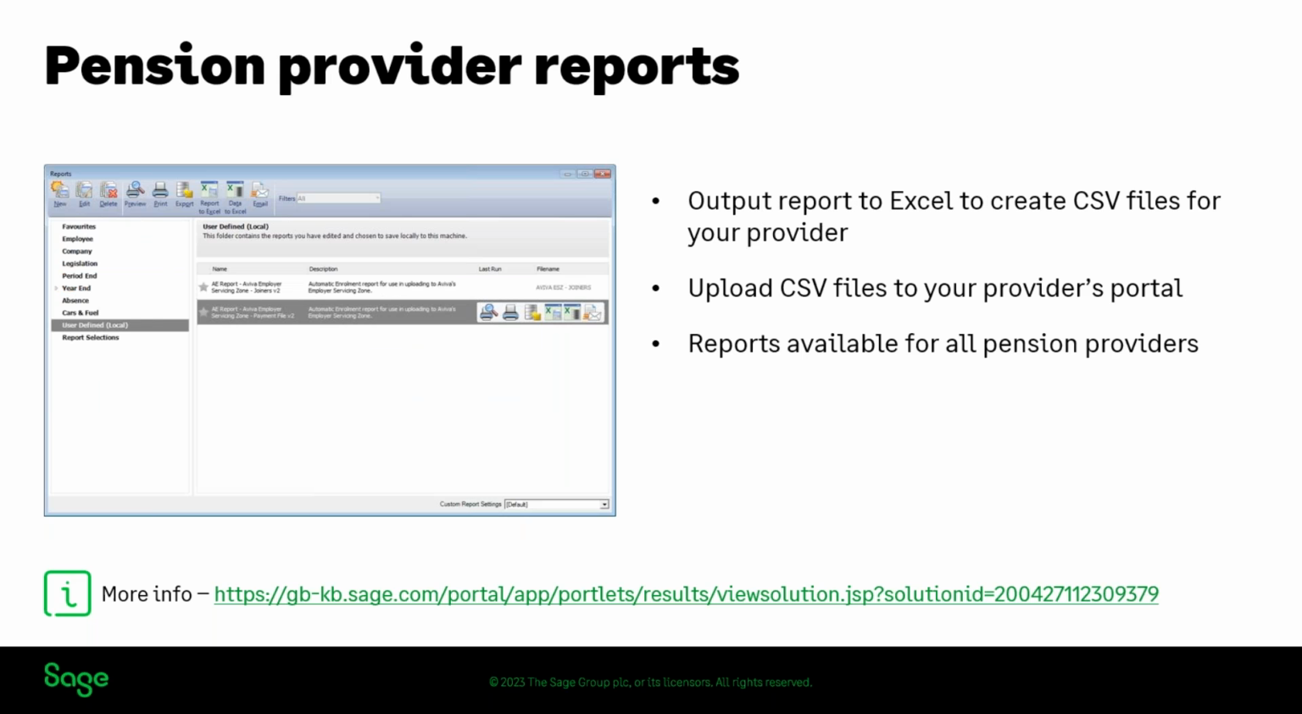So those are some of the big providers. Loads of other pension providers are available. So we have written a set of reports specific to the pension providers. These reports can be output to Excel, which will create a CSV file in the format required by your provider. So you can get a copy of the report from us. You would then run that report to Excel, save as a CSV, and upload it to your pension provider's portal. So it's available for all pension providers.